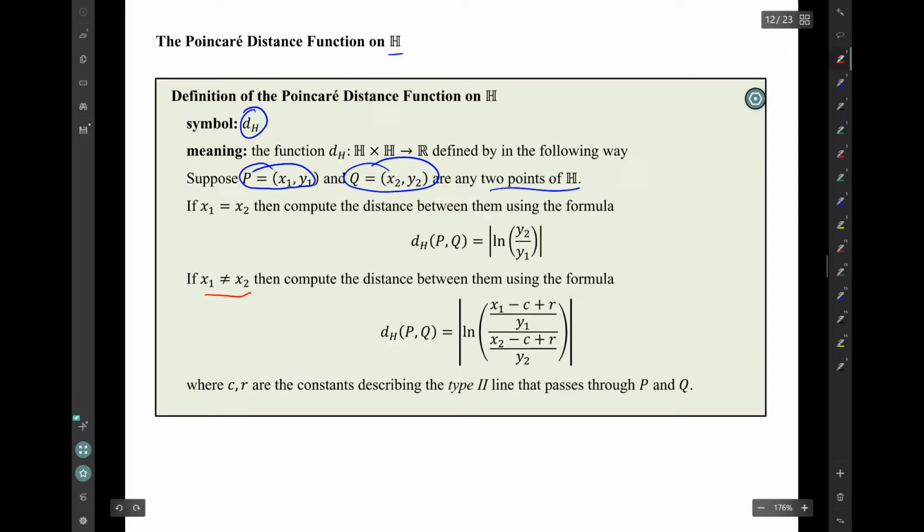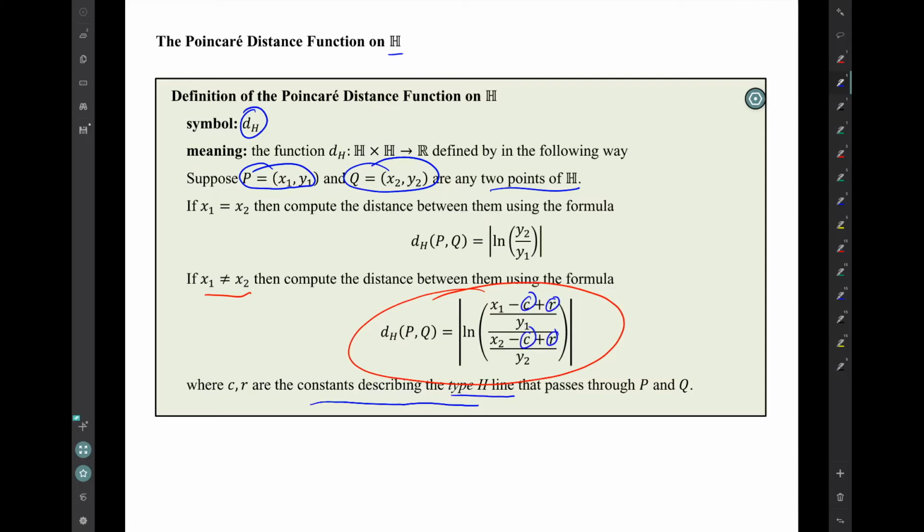On the other hand, if x1 is not equal to x2, then you compute the distance between them using this more complicated formula. Notice that in this formula are the constants c and r that are the constants describing the type 2 line that passes through P and Q. Remember, at the beginning of this video, I reviewed the process for finding those constants. So part of finding the distance between points in the upper half plane involves dealing with the line that passes through those 2 points, the Poincare line.